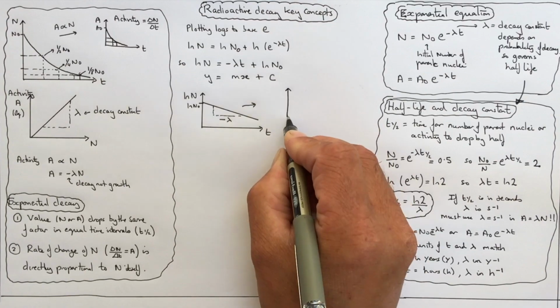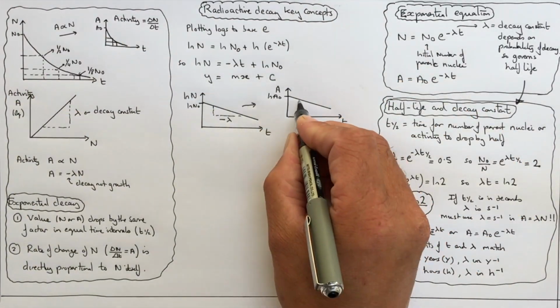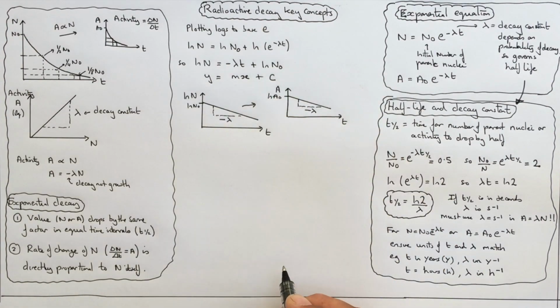Remember, we get exactly the same relationship plotting the log of the activity against time, as of course activity is directly proportional to N.